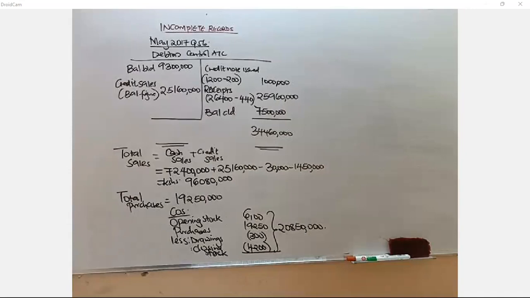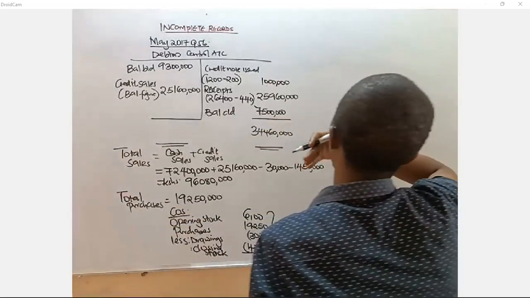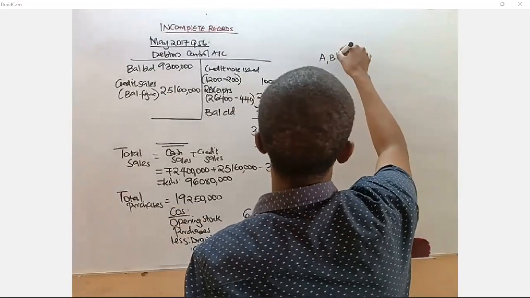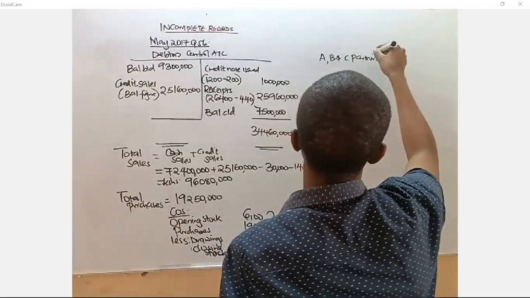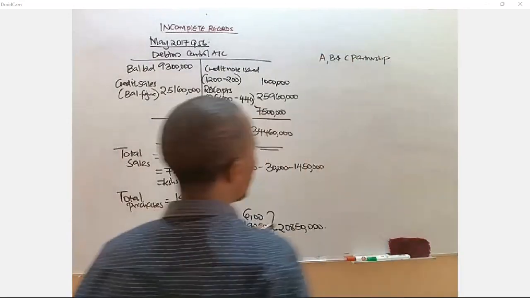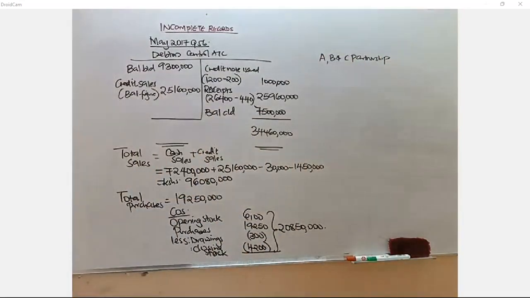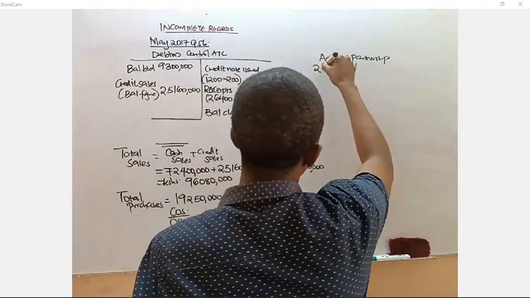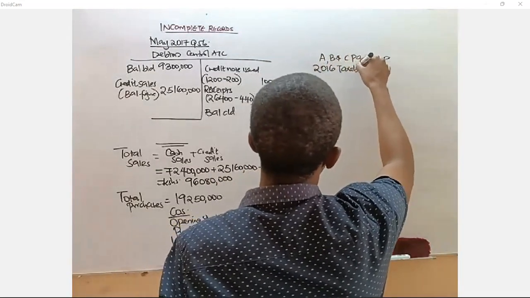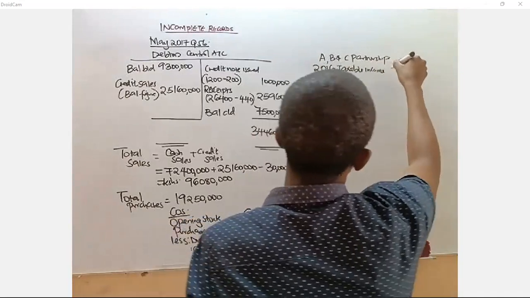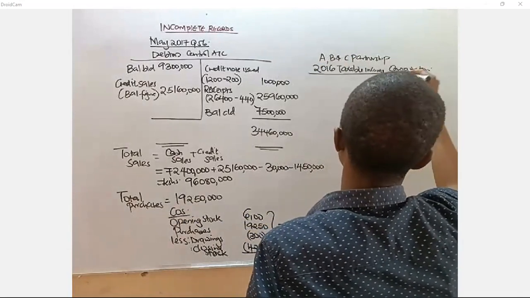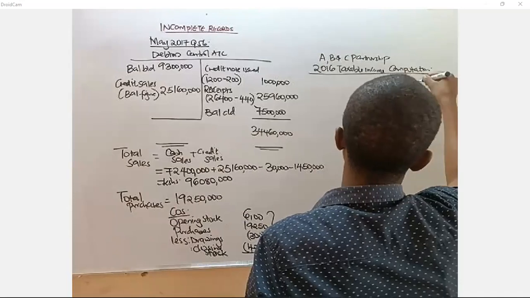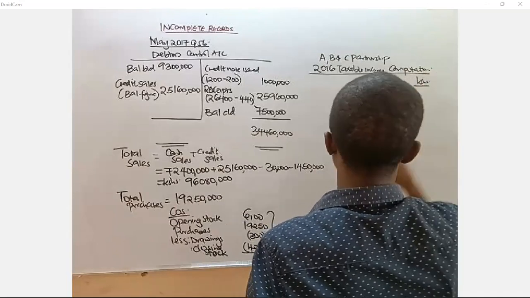Now let me open my computations. We are discussing a question for A, B, and C partnership. The year we were told is 2016, taxable income computation. Here, we are looking at two things, and we are going to follow the income statement provided there, which they were using.